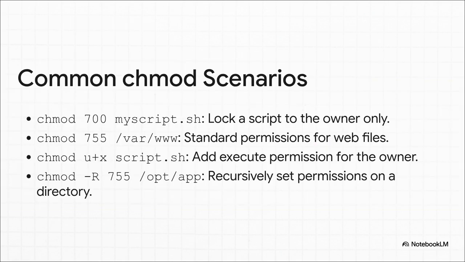Okay, let's look at some real-world examples. If you run chmod 700 on a script, you're locking it down so that only you, the owner, can touch it. That's perfect for something sensitive. Chmod 755 on a web directory? That's just standard practice. And see that little R flag? That means recursive. It applies the permissions not just to the folder, but to every single thing inside it. But be warned, that is a very powerful tool, and if you're not careful, it can open up security holes.